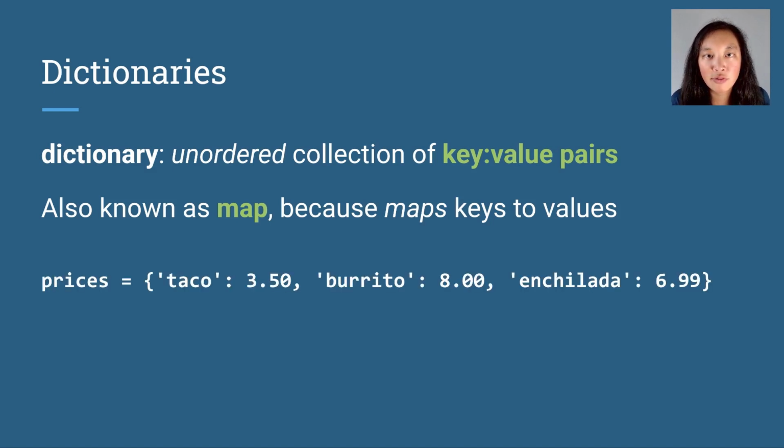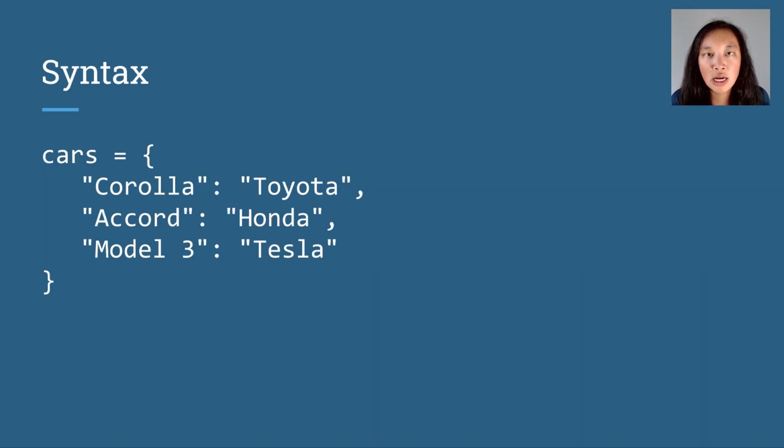Here's an example of a dictionary. We have prices equals, curly brace, some things inside of it, close brace. So this is how we make a dictionary, by using braces. An example of a key value pair here is burrito is the key. We have a colon, and then the value is 8. Other key value pairs in this dictionary are taco, which has the value 3.5, and another key enchilada with the value 6.99.